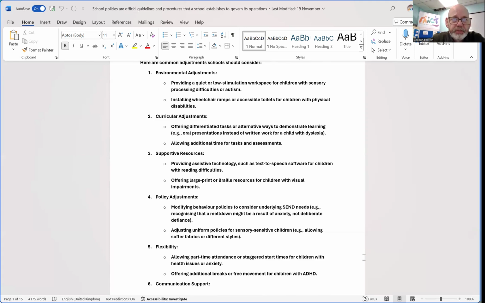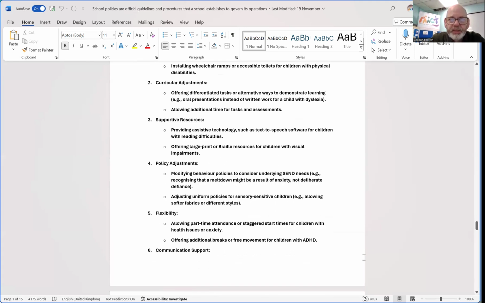Curricular adjustments: offering differentiated tasks or alternative ways to demonstrate learning. For example, oral presentations instead of written work for a child with dyslexia, and allowing additional time for tasks. There's all sorts of things within the curricular adjustments that can be made. I'm not going to go into them because you can phone us up and talk to us if it's not happening, but there are a lot that we can look at.